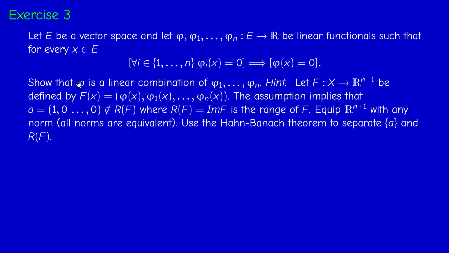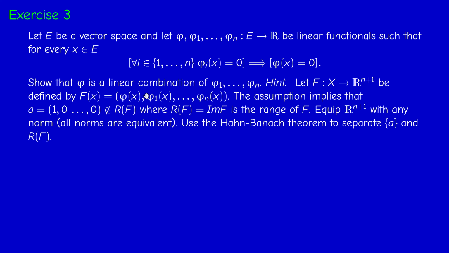So the conclusion is we have to show that phi is a linear combination of phi 1, ..., phi n. Hence, we consider the map from x to R^(n+1), whose components are phi of x, phi 1 of x, ..., phi n of x. We can rearrange them, it's not really important. We could write phi 1 of x, ..., phi n of x, and then phi of x. This is what we did in exercise 1 of chapter 2. It doesn't really matter. Here we have a vector of linear maps, so it's linear itself.